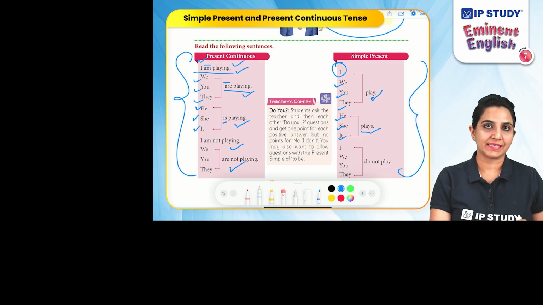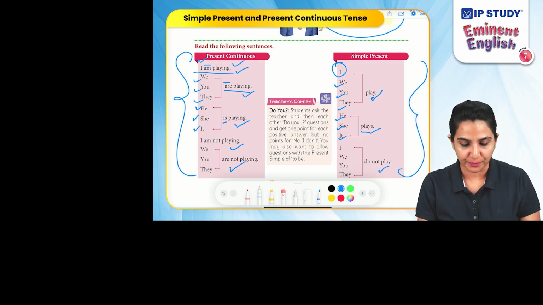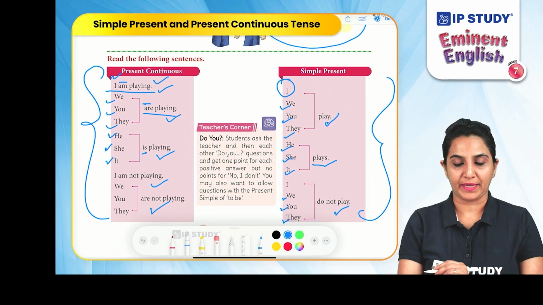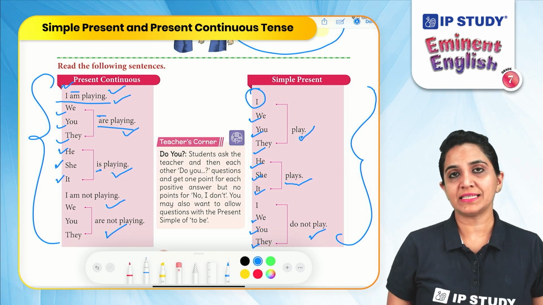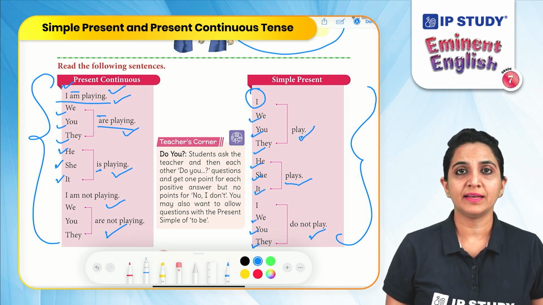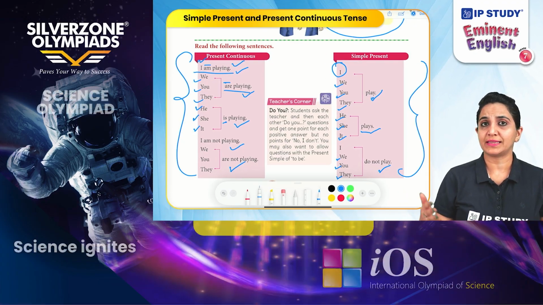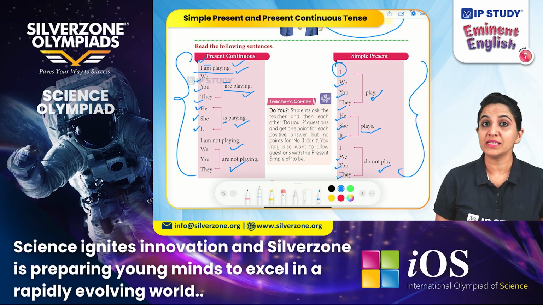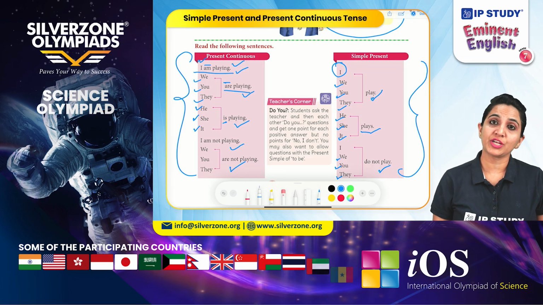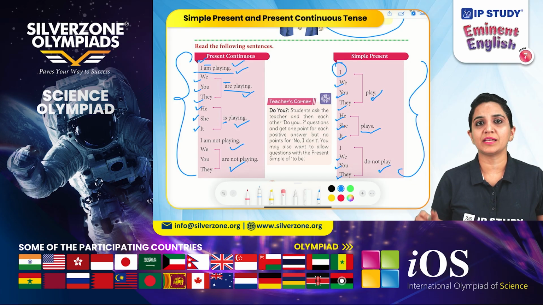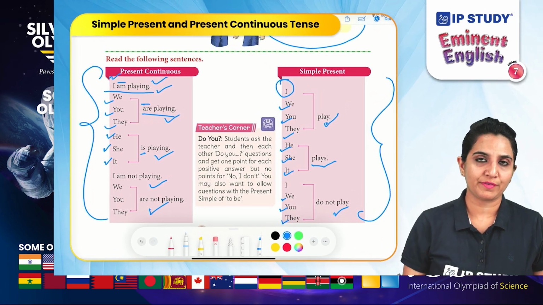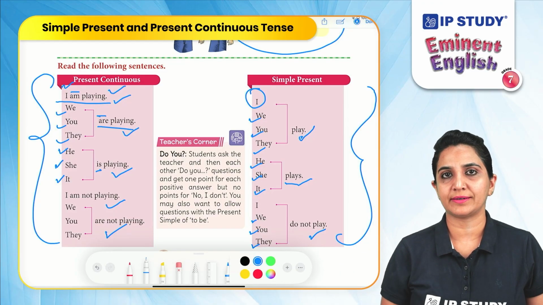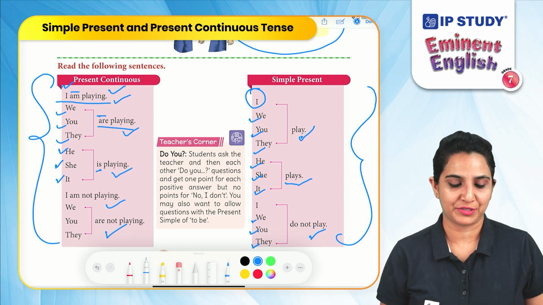For the negative sentences, we apply the same rule. I do not play. We do not play. You do not play. They do not play. So, these statements in the simple present tense are expressing the fact or the general truth that they do not play or they play. So, we do not add ing at the end of these verbs. However, it changes with the singular noun or with the change of a negative sentence. So, play becomes plays when we use it with a singular noun such as he, she, or it.